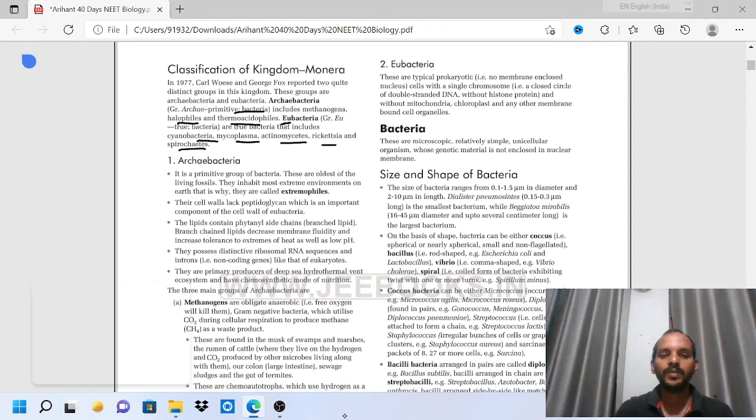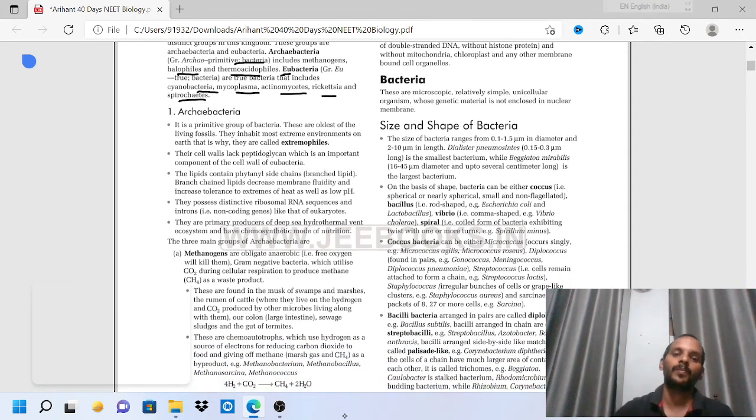Now first, Archaebacteria. It is a primitive type of bacteria. They live in extreme environments on earth, so they are called extremophiles. Their cell wall lacks peptidoglycan, or the peptidoglycan will be in less amount. The lipids contain phytanyl side chains.